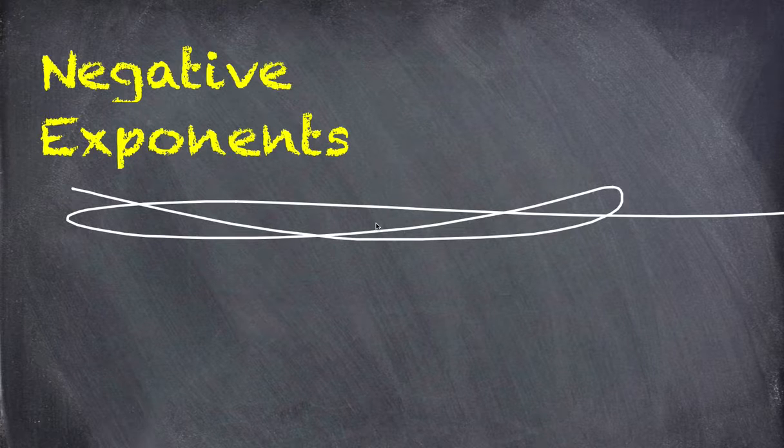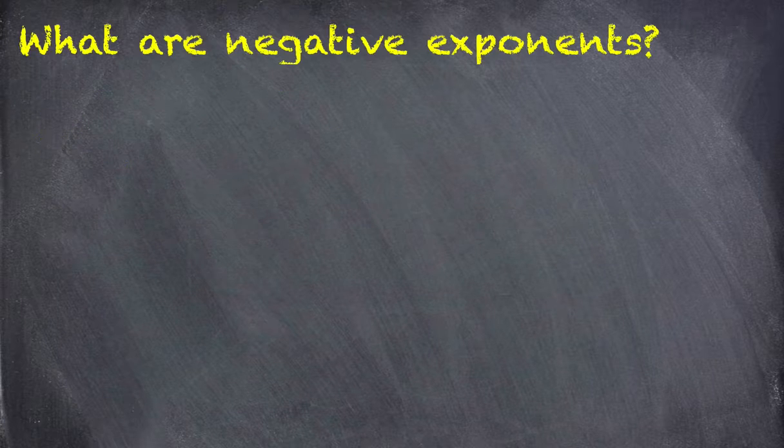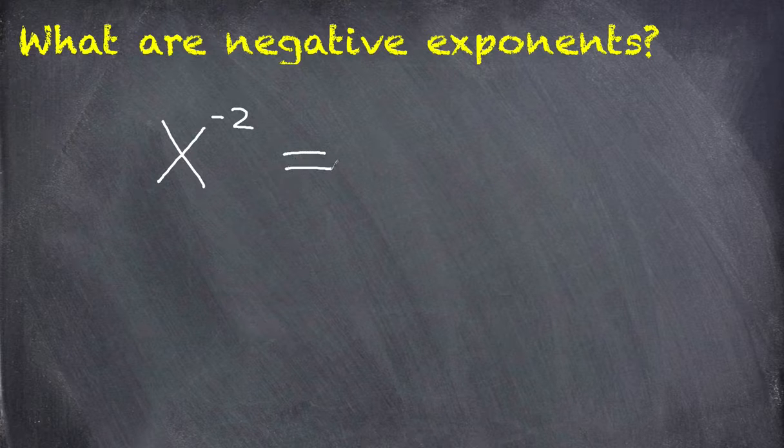I want to review really quickly with you what negative exponents are and what they mean for us as math students. For instance, if we had something like x to the negative 2, we need to understand that that is the same thing as 1 over x squared. That is how we change from a negative exponent to a positive exponent.